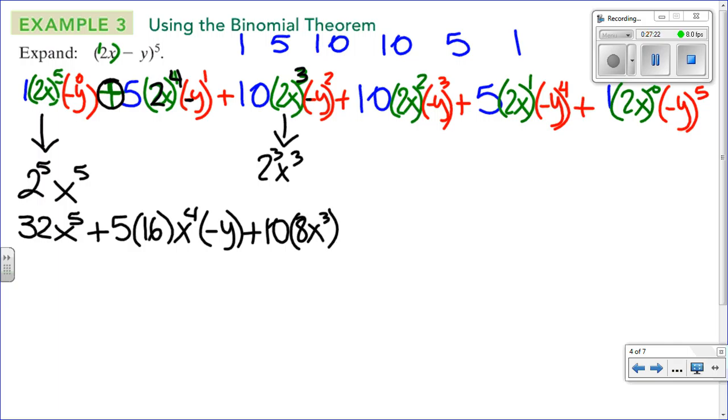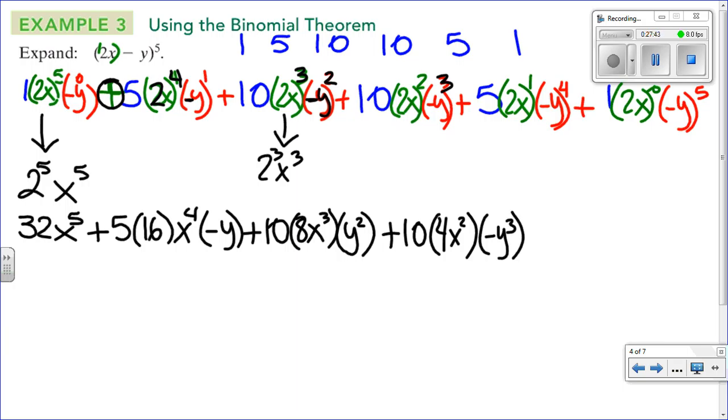And then right here we have a negative y squared. So what happens when you have a negative term and then you square it? It's positive, so that would be positive y squared. Then next one, we have a 10, 2x squared, that will be 4x squared. Negative y to the power 3, that will be negative y to the power 3. Next term, we will have a 5, we will have a 2x, and then here we have negative y, but we're raising it to an even power, so that will make it positive, so positive y to the 4.